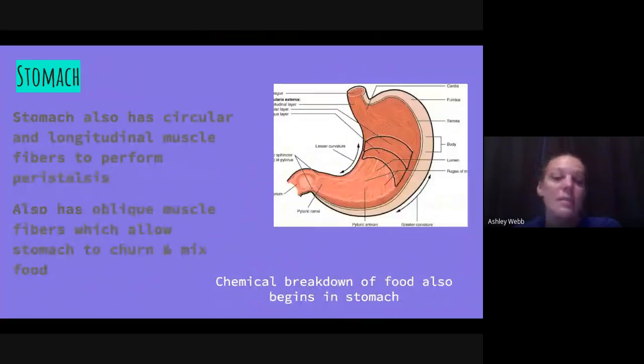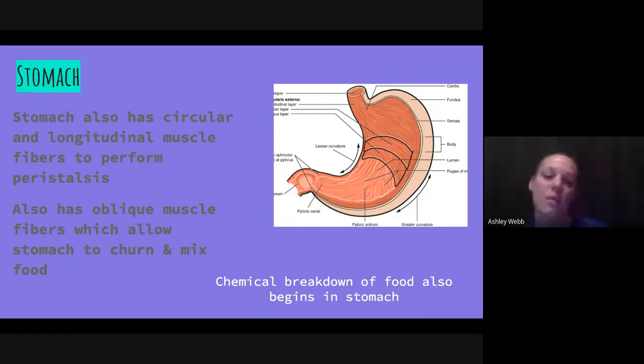The stomach also has circular and longitudinal muscle fibers, so that way we can push that food out of that storage tank. But it also has some oblique muscle fibers. If you remember back to our muscle fibers chapter at the very beginning of this semester, oblique means running at an angle. If you can imagine the fibers running at an angle, that allows, as the muscles contract, the food to churn and mix up.